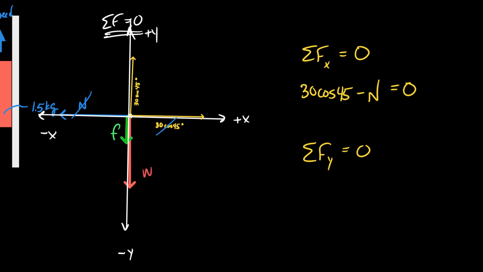I'm going to go on to my next one, the y direction. I have 30 sine 45. Points upward, so it's positive. I have friction, so minus friction, because it's downwards, it's negative. And minus weight, because it's downwards, that's negative. Add up all the forces, taking into account their direction. Set them equal to 0 or ma. There, we've done it.